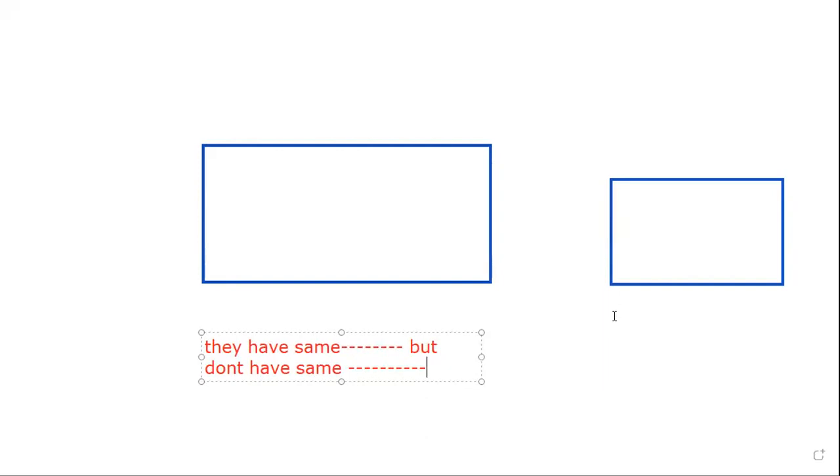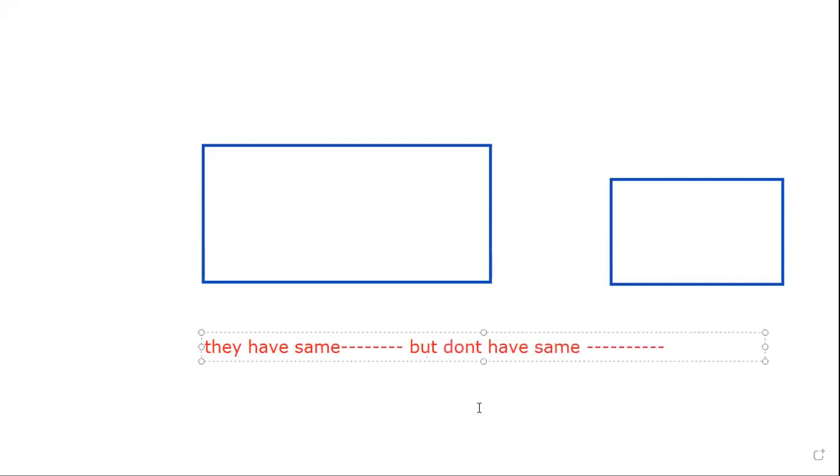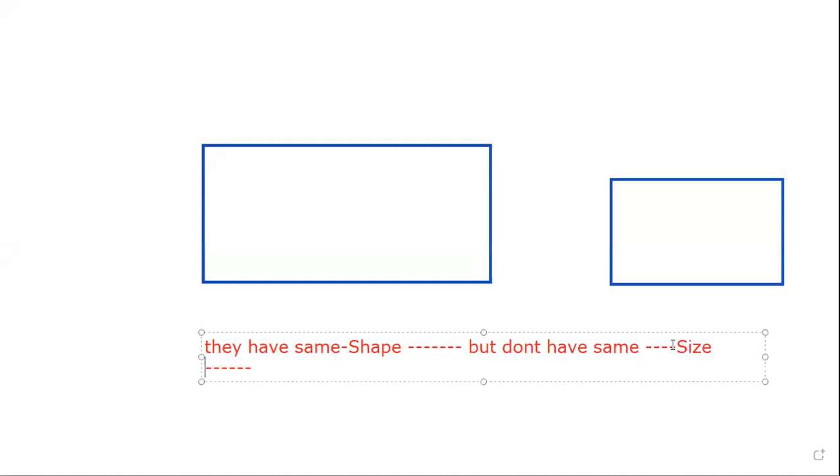So if I want to fill the space in this sentence, what do I have to write here? They have the same what? They have the same shape. Yes, thank you. But they have a different size. Same shape, but they don't have the same what? Size. Okay, then if we want to talk about similar figures, we can say that similar figures have the same shape but don't have the same size.